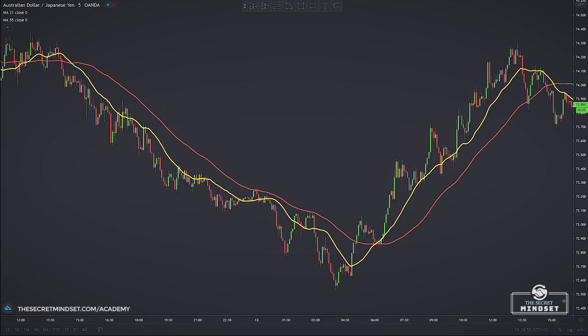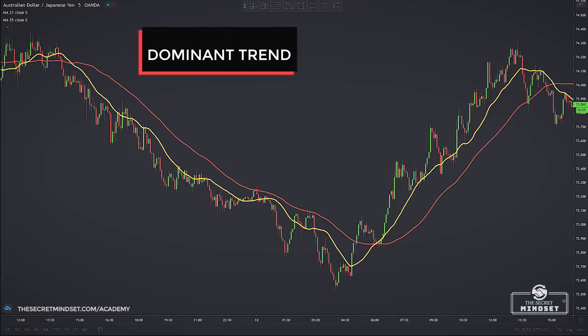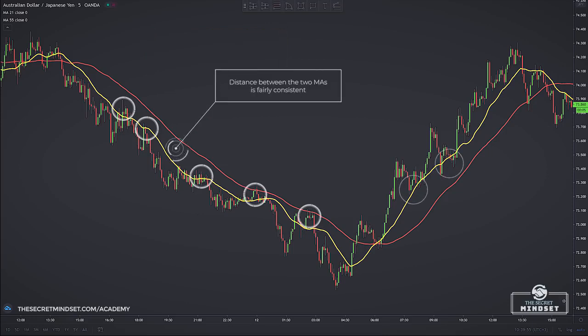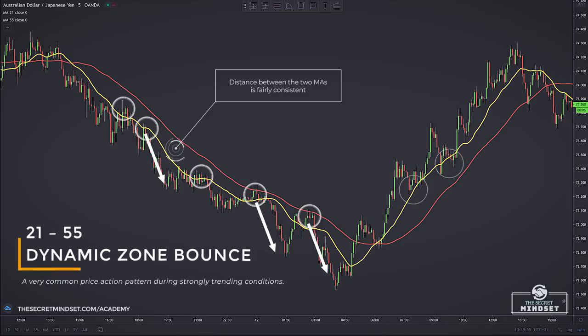This example illustrates how the two moving averages behave when the market is trending. We have a dominant downtrend displaying frequent but short pullbacks. Notice how the distance between the moving averages is fairly consistent to reflect the smoothness and consistency of the trend itself. When the market does pull back, it bounces fairly accurately from the 21 and 55 dynamic zone, a price action pattern I noticed is very common during strongly trending conditions.